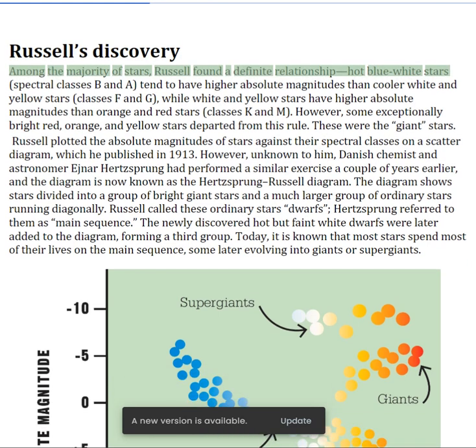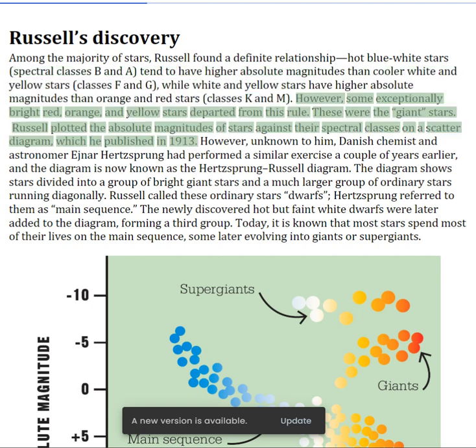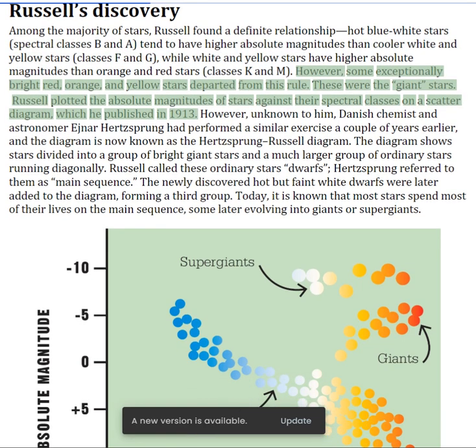Russell's discovery. Among the majority of stars, Russell found a definite relationship. Hot blue-white stars tend to have higher absolute magnitudes than cooler white and yellow stars, while white and yellow stars have higher absolute magnitudes than orange and red stars. However, some exceptionally bright red, orange, and yellow stars departed from this rule. These were the giant stars.